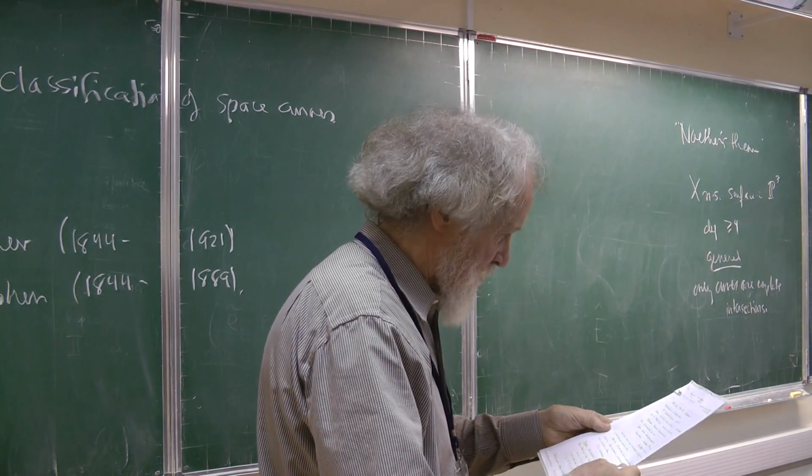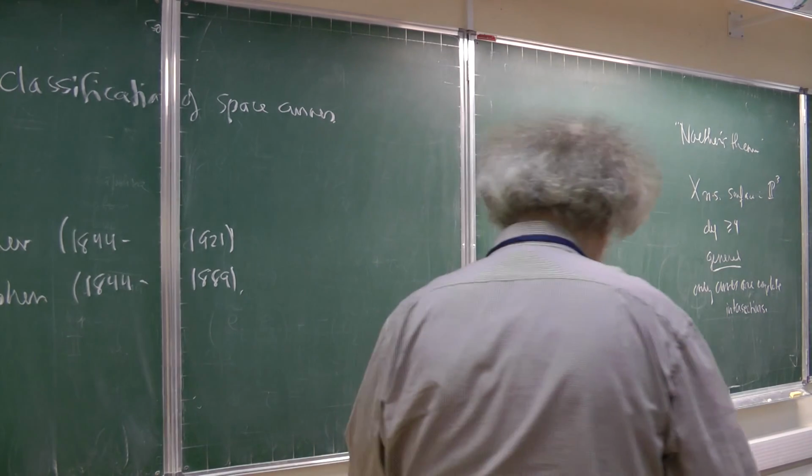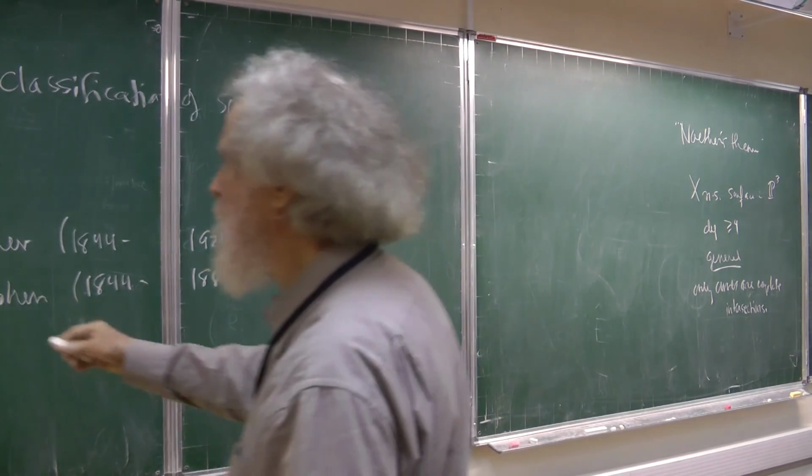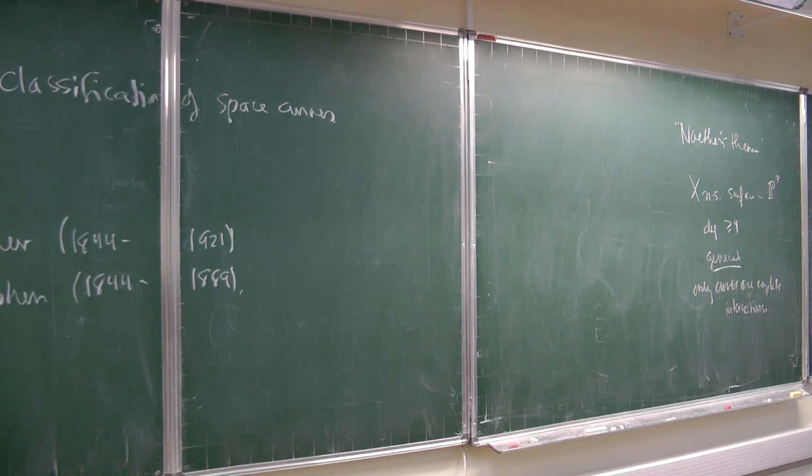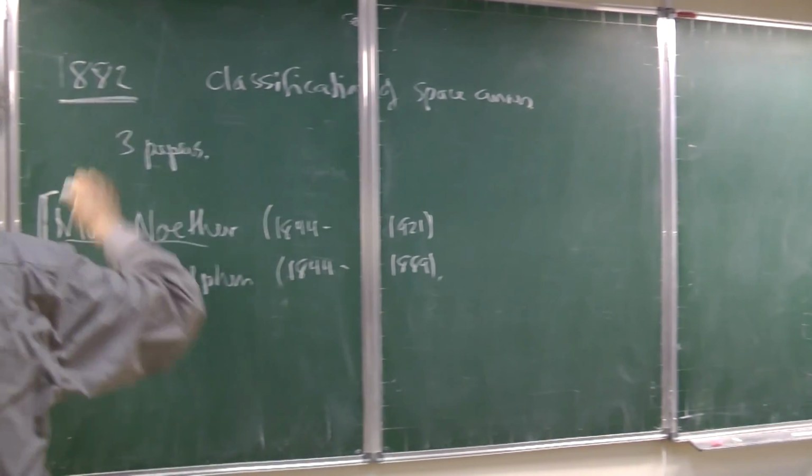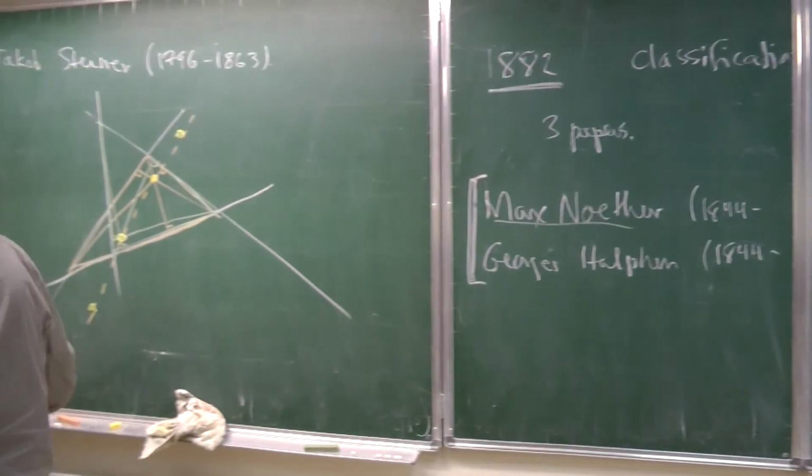All right. So basically I want to start by discussing the questions that were considered in these two papers by Max Noether and George Halphen. They're both from 1882. So this is going to be section one, space curves.